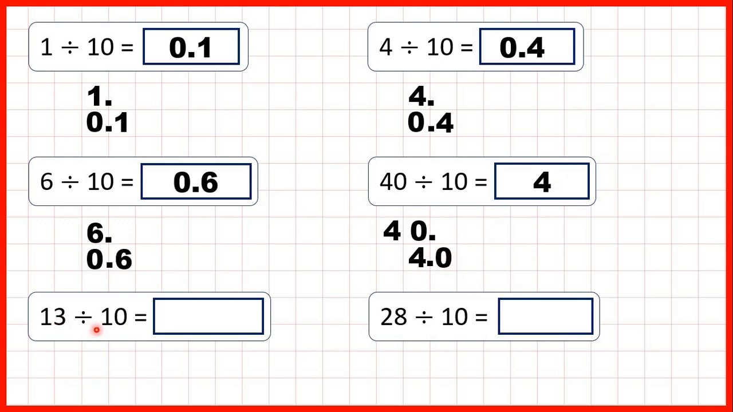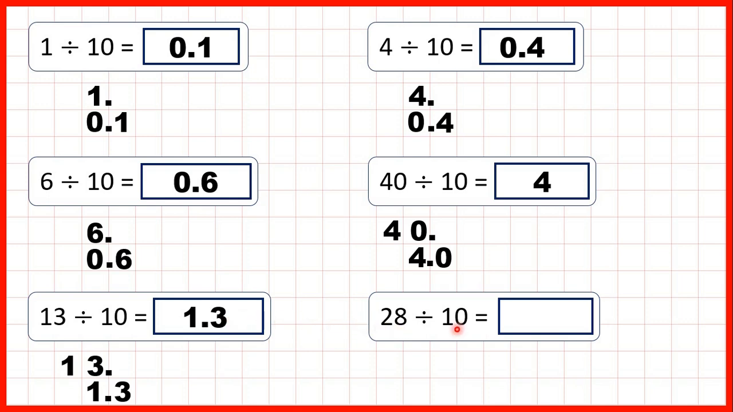Now 13 divided by 10. We write out the number 13, copy down the decimal point, and we're dividing by 10, so the digits move 1 square to the right. We can copy this 3 down and copy this 1 down 1 square to the right, and we get 1.3 as our answer.